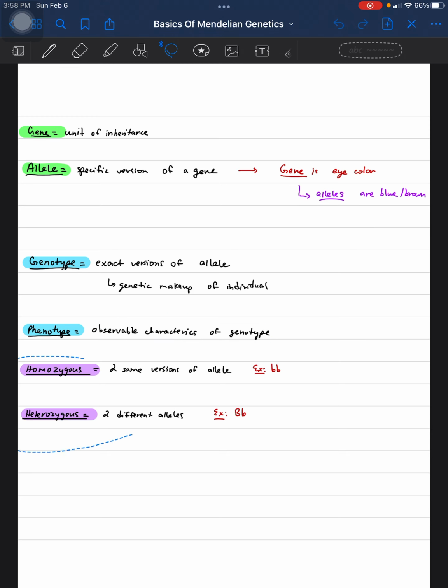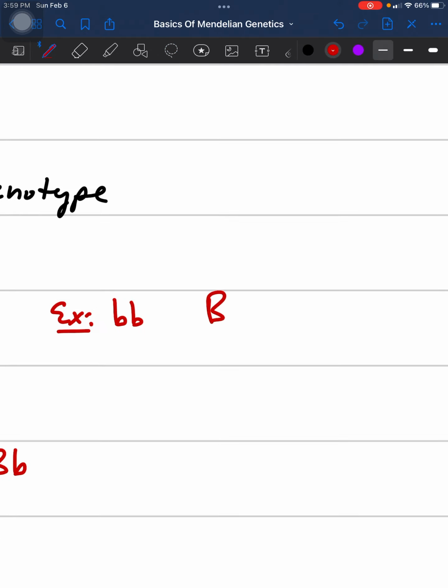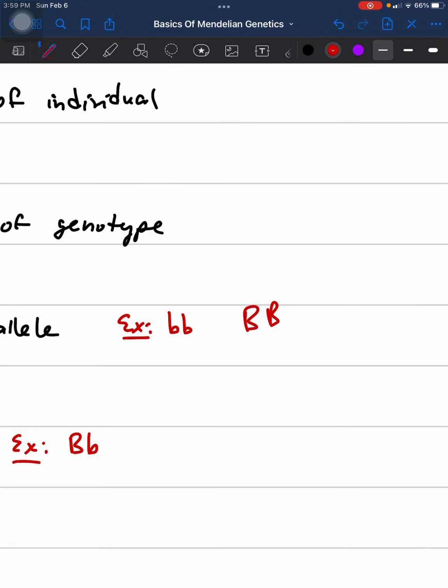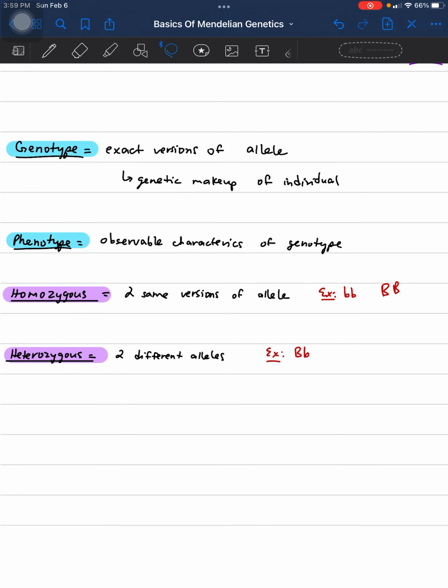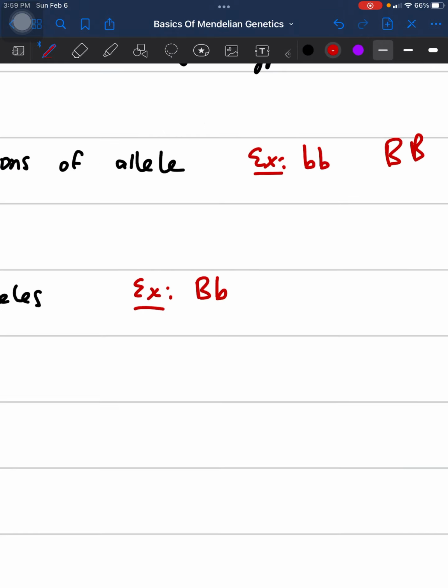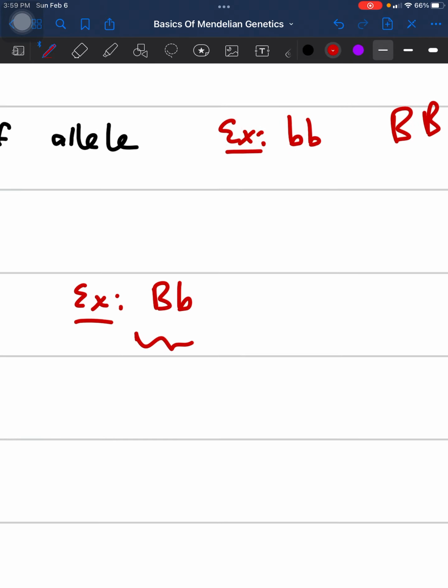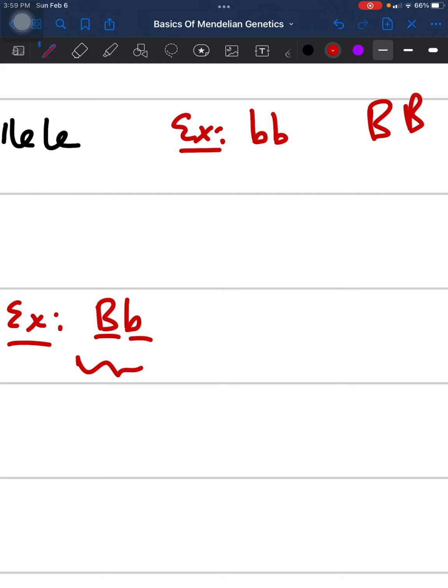Then these two terms, homozygous and heterozygous, you need to understand for Punnett squares and pedigrees. Homozygous just means that you have two of the same versions of an allele. The example I gave right here is lowercase b, lowercase b. It could also be uppercase B. Now, heterozygous is defined as two different alleles found together. Right here we have a heterozygous individual, and it's supposed to be two different alleles: big B, little b.